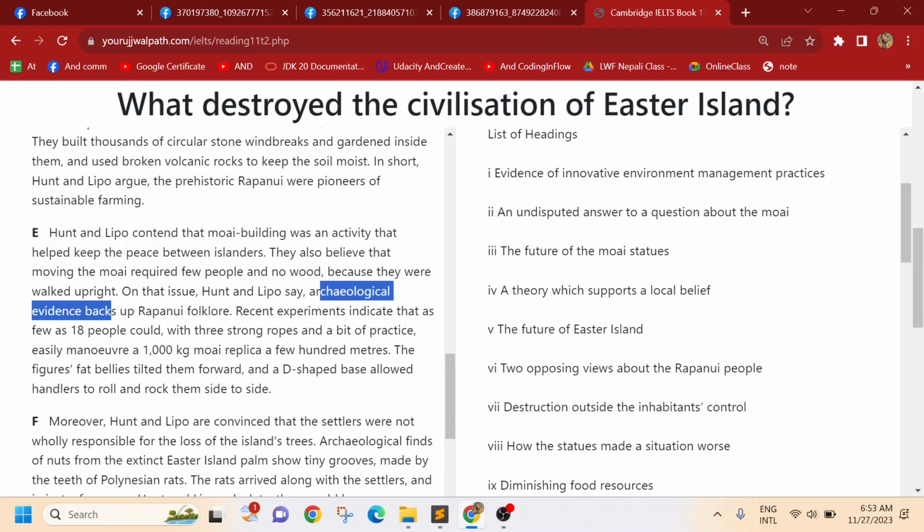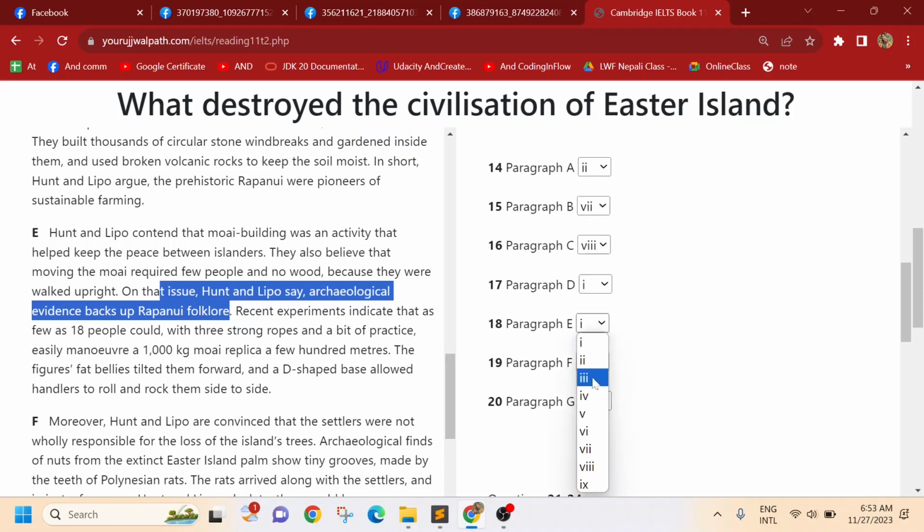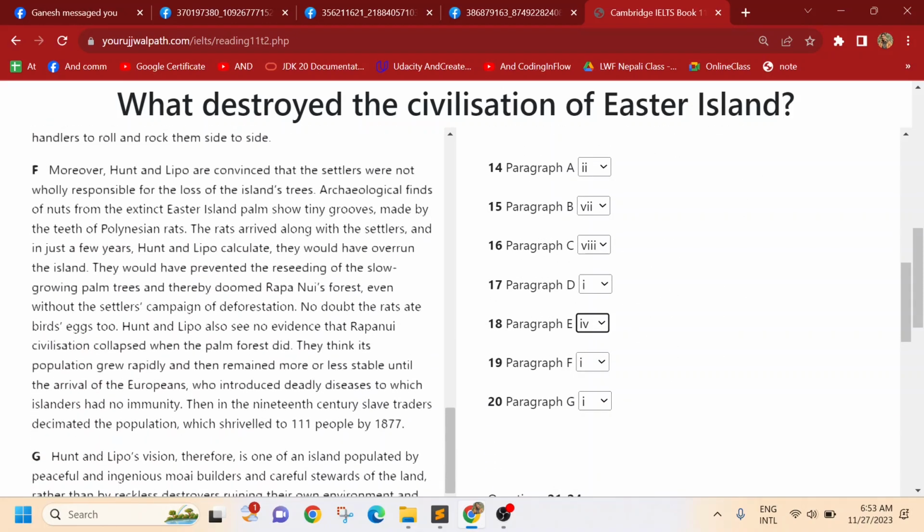So this is how you choose, and this is very indirect. The meaning of this line is very indirect. If you can understand what both sentences mean, then you could choose. So this kind of thing would be there for matching the headings. So now we are going to choose for paragraph E, a theory which supports local belief. That's number 4. So E, IV, and now the F.